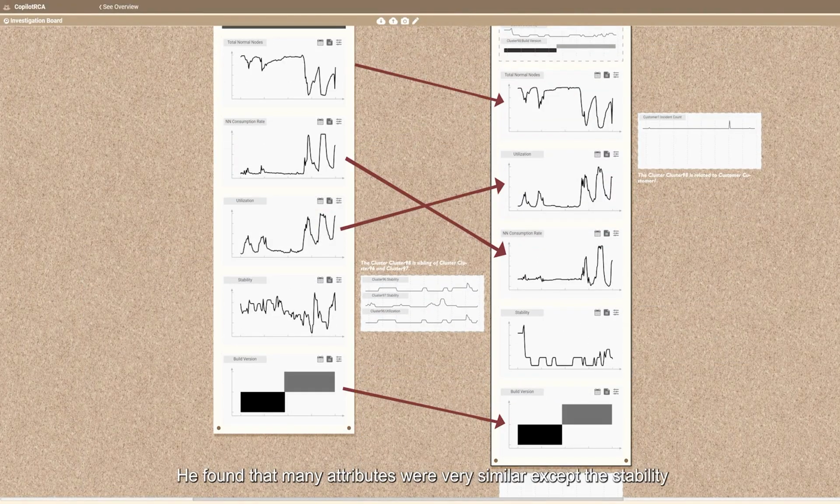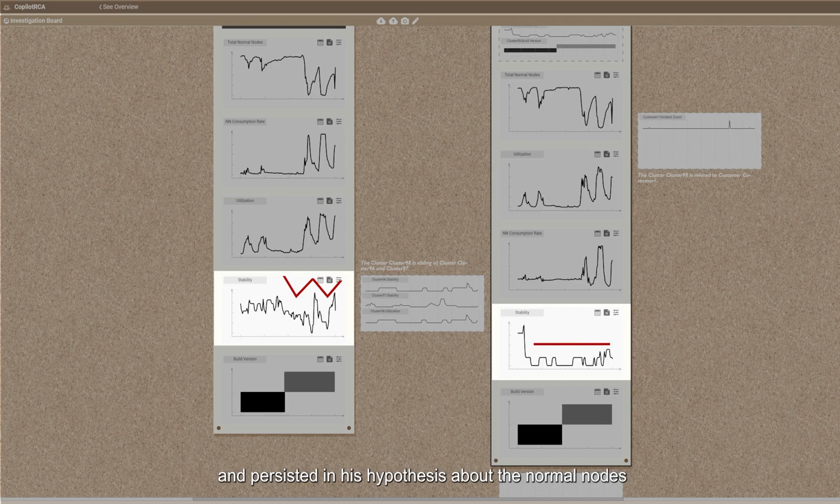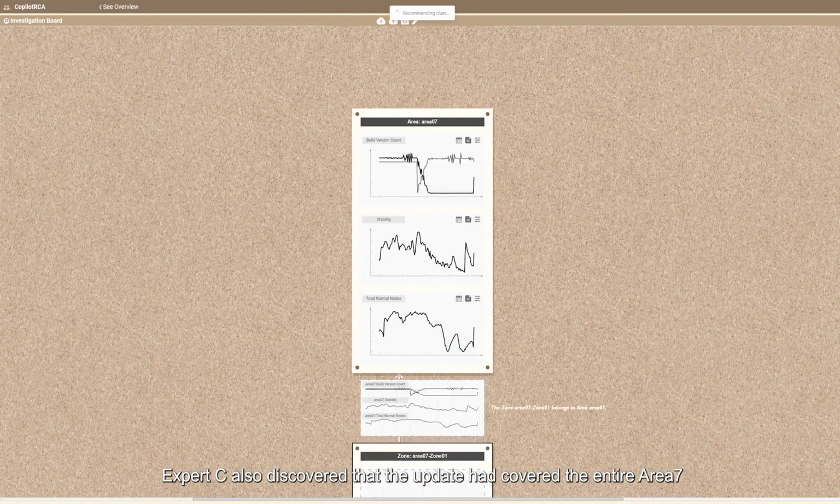He found that many attributes were very similar except the stability. It changed in Cluster 10, while it remained balanced in Cluster 98. Since stability was not a common pattern, Expert C thought it was not the true cause and persisted in his hypothesis about the normal nodes. Expert C also discovered that the update had covered the entire Area 7.